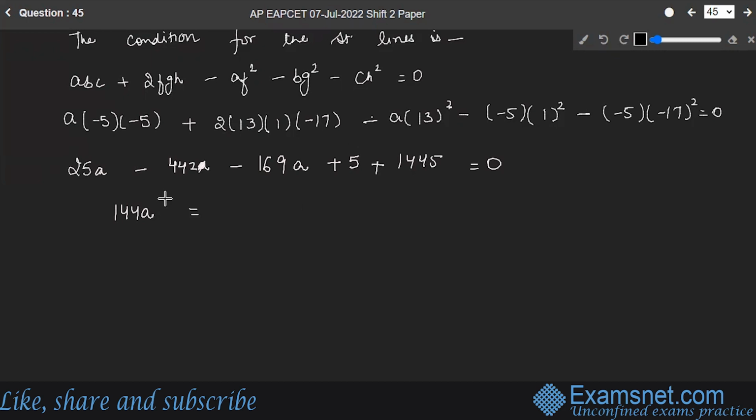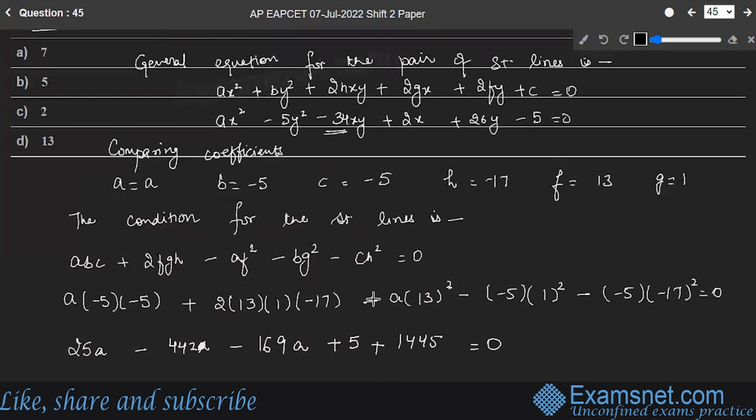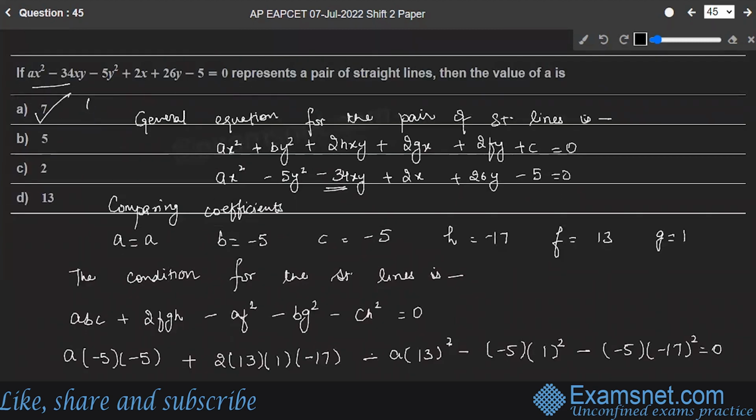a is equal to, I'll take everything on this side, minus 1450 plus 442. This is equal to minus 144a. So a becomes equal to minus 1008 divided by minus 144, which gives you, just a minute, let me divide. Yeah, this gives you 7. So the value of a is equal to 7. This is the answer to our question, option A.